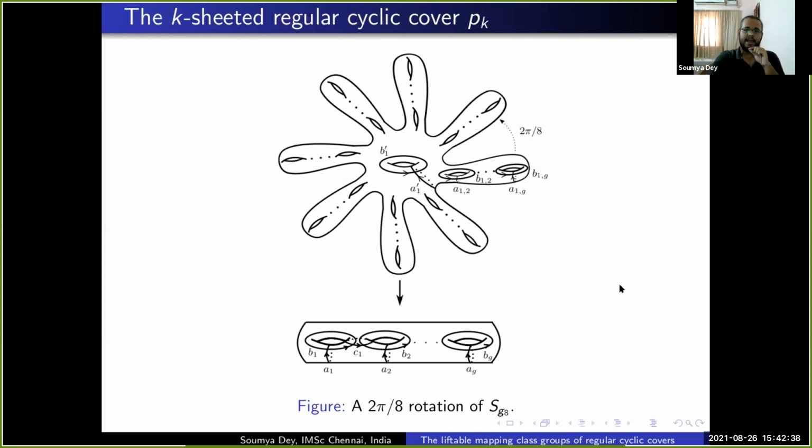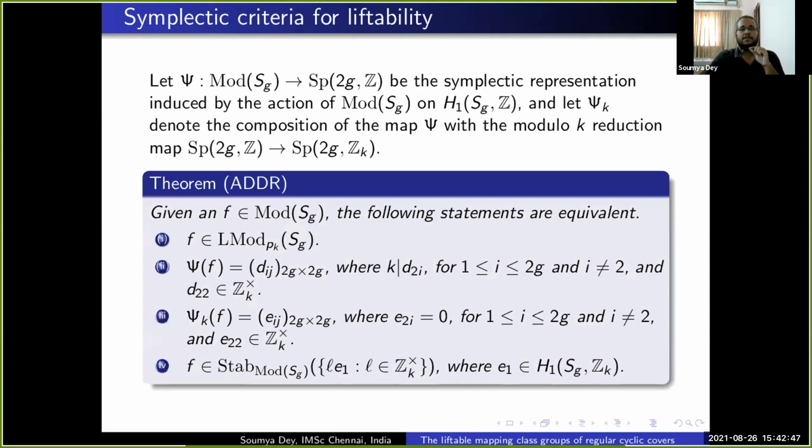All right, and you can see the deck transformation group of this is ZK. Okay, so this is the first result we have. So let me define what this map psi is.